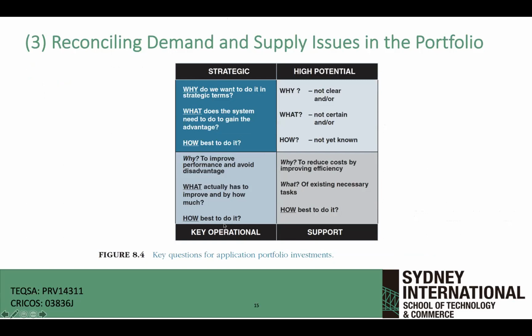Key operational, why do we do it? Because our performance needs to be improved. And if we don't improve it, we're going to have a disadvantage, which we need to try to avoid. What actually has to improve and by how much do I need to improve it? We need to get the right measurement. How is it best for me to make that improvement that needs to be done?